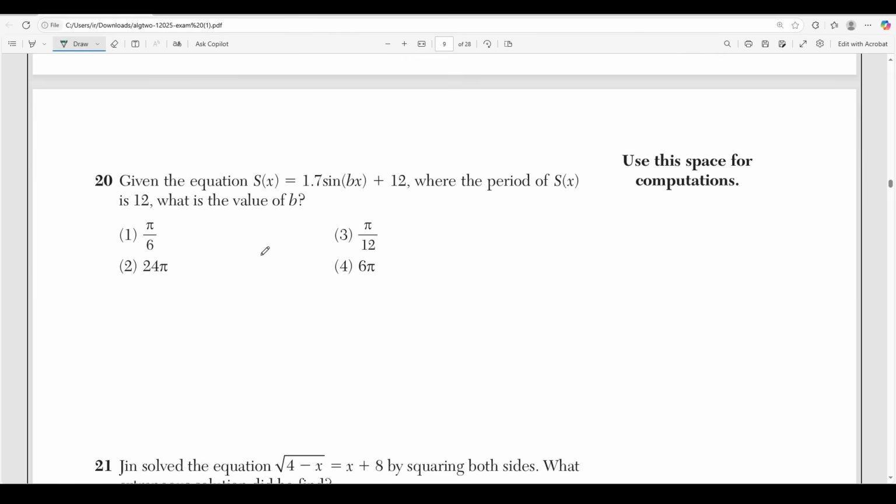So number 20 says, given that an equation s of x is equal to 1.7 times sine of bx plus 12, where the period of s of x is 12, what is the value of b? So let's just break this down, like the anatomy of this formula. That's what a lot of people like to say. This number on the outside is going to be the amplitude. This number on the inside is going to be the frequency. This number right here is going to be the midline, right?